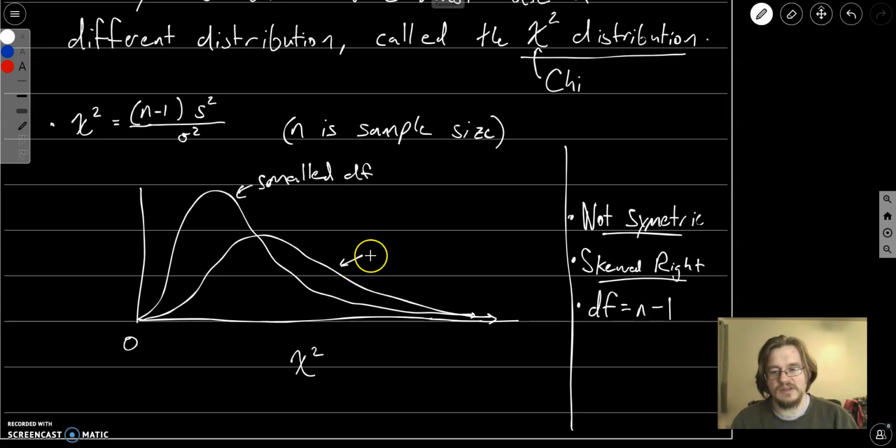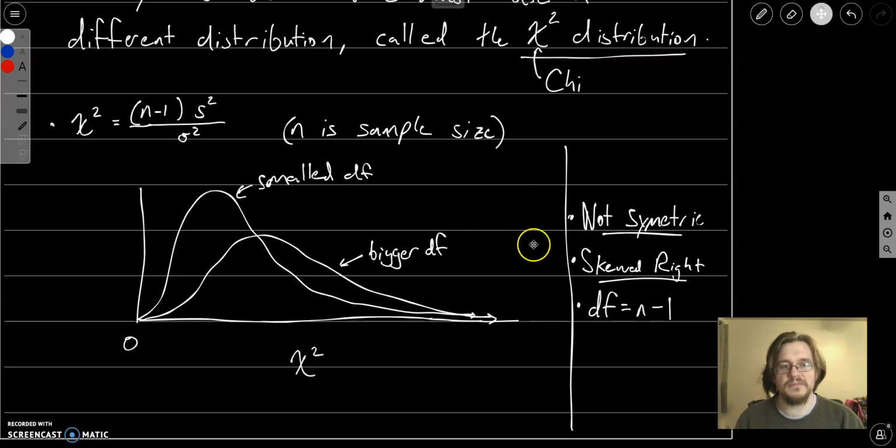And this is going to be the graph for a bigger degree of freedom. So the bigger the degree of freedom, the flatter the curve is going to be, and the more spread out it's going to be. The area under both these curves, because this is a probability distribution, is going to be 1. It's just a little bit flatter and more spread out.